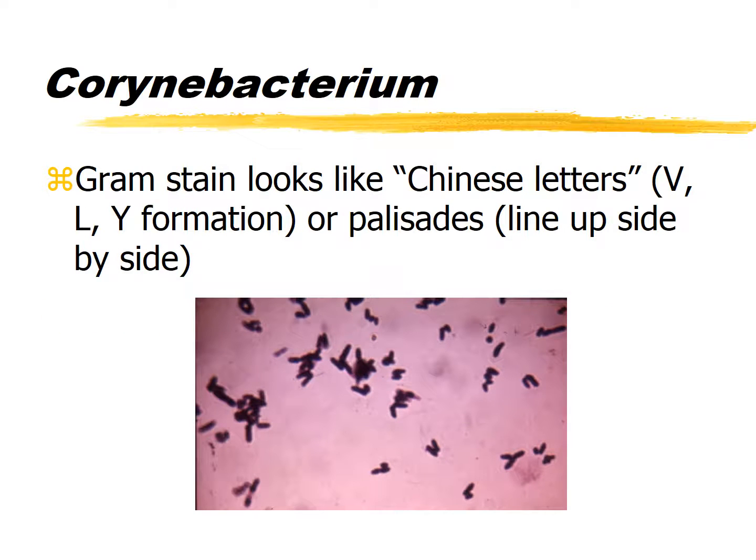You'll hear the term Chinese letters or palisade, where they line up side to side, when you talk about a gram stain of a Corynebacterium. You can see in this gram stain how these organisms stack on top of each other. Sometimes there'll be Chinese letters forming V's and L's and Y's.